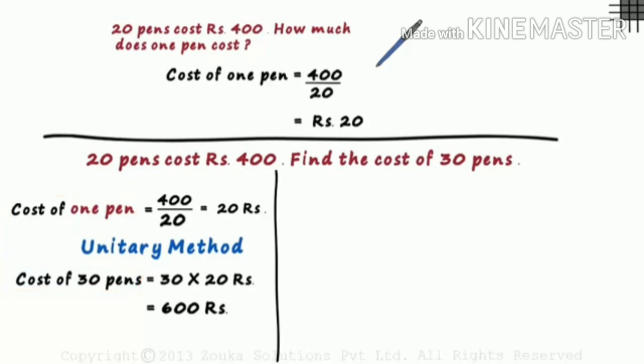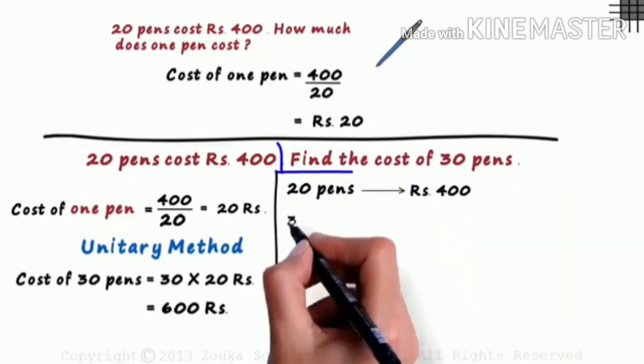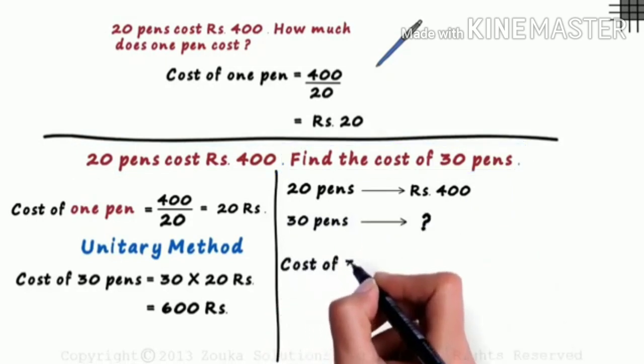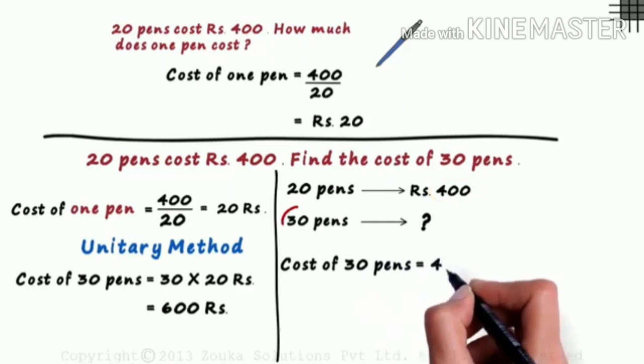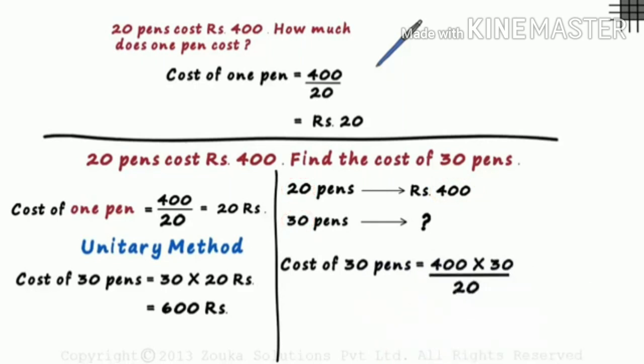There is another interesting way in which we can look at it. The question says that 20 pens cost 400 rupees. So how much do 30 pens cost? Cost of 30 pens is given as 400 multiplied by 30 divided by 20. Wow, we used just one step. We just multiplied these two terms and divided this product by this term.